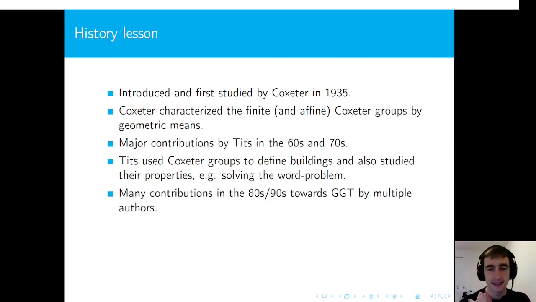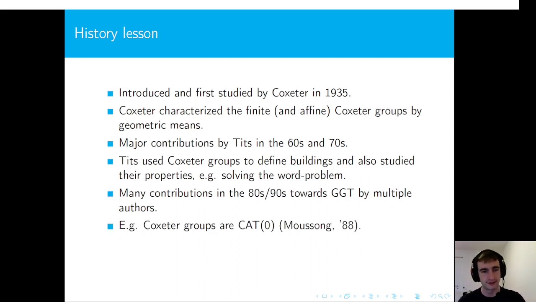Okay, and in the 80s, 90s, this is when geometric group theory really came about with Gromov and all these things. And there were many authors who contributed towards this. Of course, Coxeter groups are one of the natural candidates for geometric group theory because they come from a geometric idea, right? So, yeah. And one of the main contributions that I want to mention here, because I've done work on that as well, is the CAT(0) property. For example, all Coxeter groups end up being CAT(0), which is a notion of non-positively curved group, and this is due to Moussong in 88.